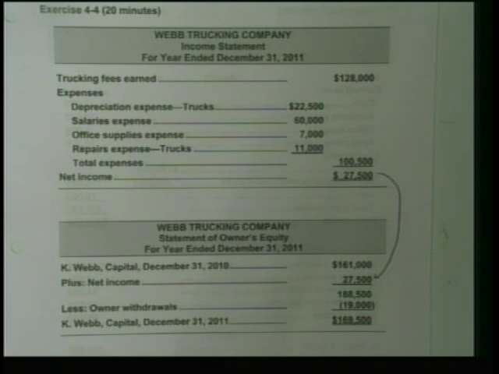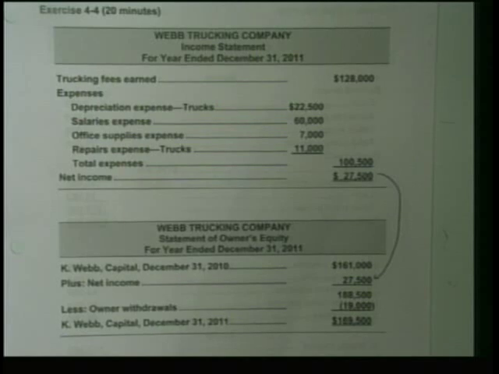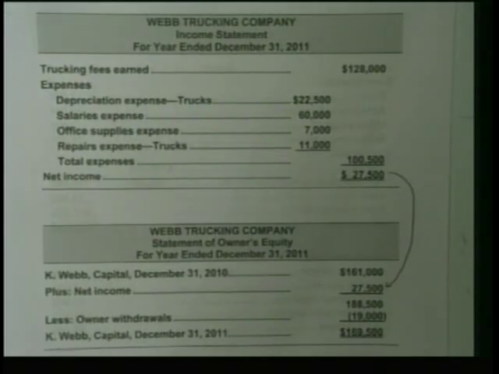Okay? So there was a net income of $27,500 in the income statement. Of course, that's prepared in proper form with the name of the company, the name of the statement, and it's dated properly, isn't it? This should be review. And then that net income flows down to the statement of owner's equity, correct? Can you see that back there? All right. Okay, any questions on that income statement and statement of owner's equity?